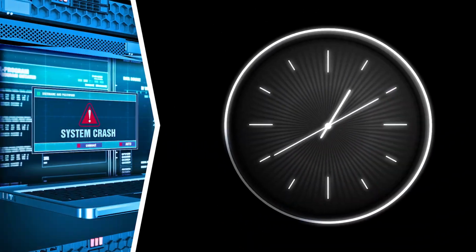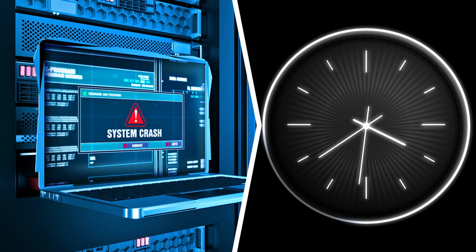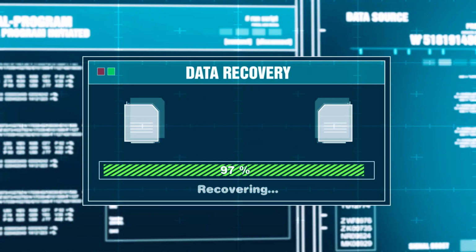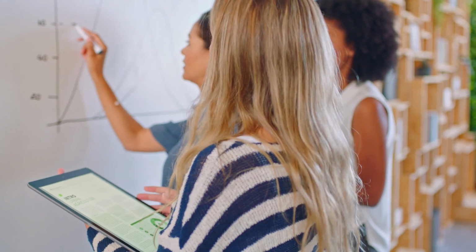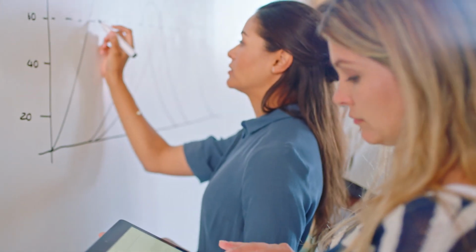Imagine RTO as a ticking clock representing the time a system or service can be down after an incident. The countdown begins as soon as an issue arises. Shorter RTOs are essential for critical systems, minimizing downtime to keep operations running smoothly. Defining your RTO is not just a technicality, it's a strategic decision aligning with the criticality of your business functions.